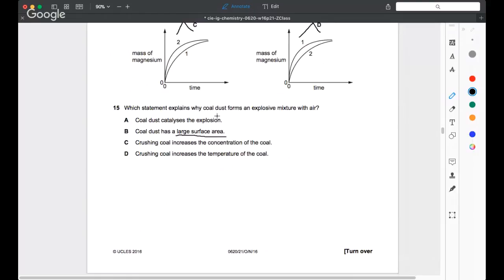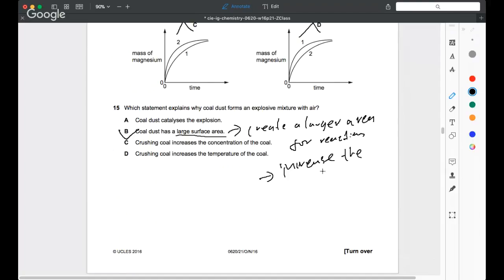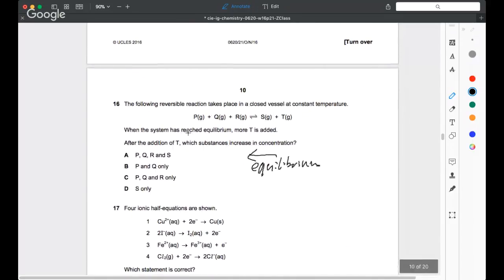Okay, number 15. So statement B is right because a large surface area will create a larger area for reaction. So basically, that will increase the rate of the reaction. So when it's mixed in air, because of the large surface area, the reaction goes very quickly. So it's explosive.